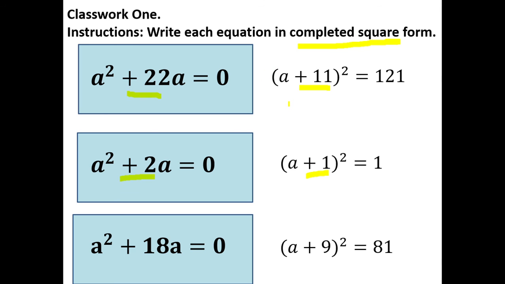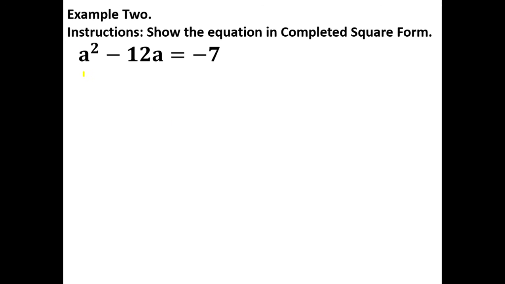All right, let's try another example. Okay, here's your quadratic equation. You can tell it's a quadratic equation because your variable is being squared. The number in the middle here is a minus 12. What's half of minus 12? Well, minus 12 divided by 2 is minus 6.